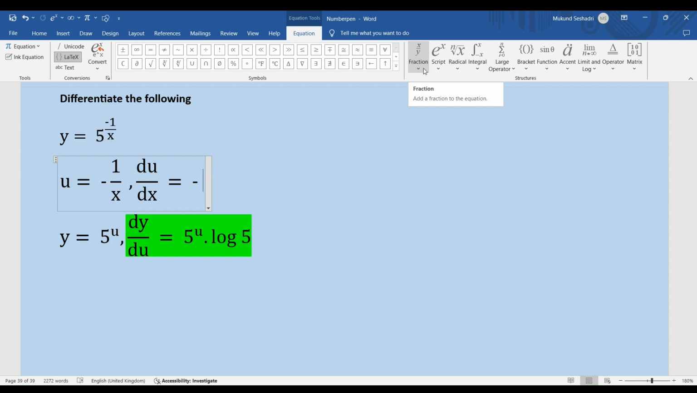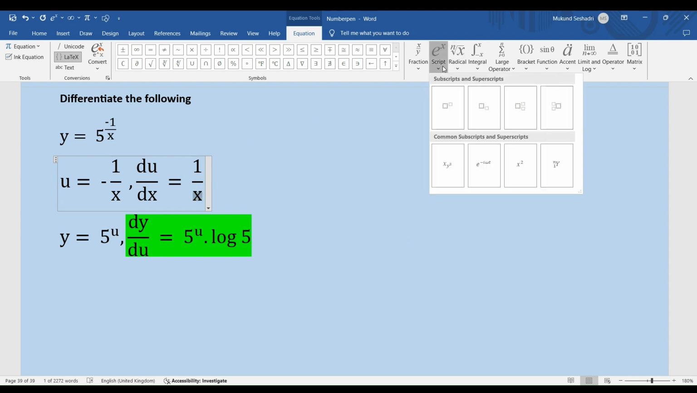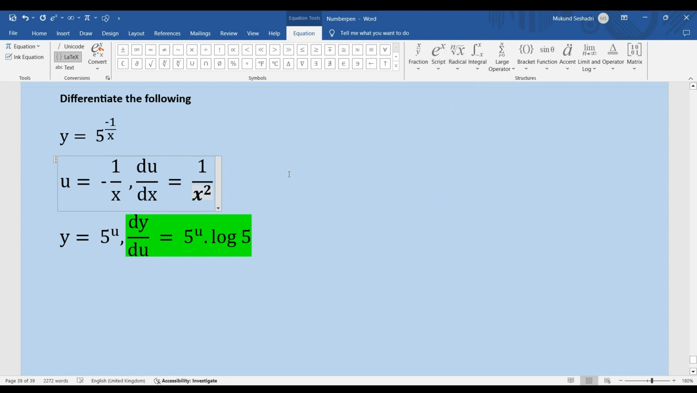So what is my du by dx? My du by dx is minus 1 into minus 1 by x square. That leaves me with a plus 1 by x square, which is nothing but 1 by x square, right? So let me write that out. And there I have my du by dx as well. So I have my du by dx, I have my dy by du. So let me highlight my du by dx in yellow.